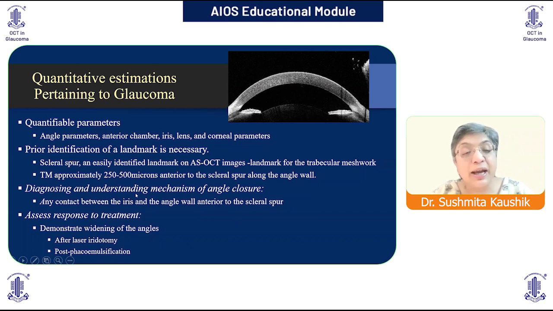It's important to diagnose and understand the mechanism of angle closure, because any contact between the iris and angle wall anterior to the scleral spur will be identified as angle closure. And you need to assess response to treatment by demonstrating the widening of the angles after, say, laser iridotomy or even after a phacoemulsification. So these are the little nuggets where we use these quantitative measurements in our day-to-day clinical practice of glaucoma.